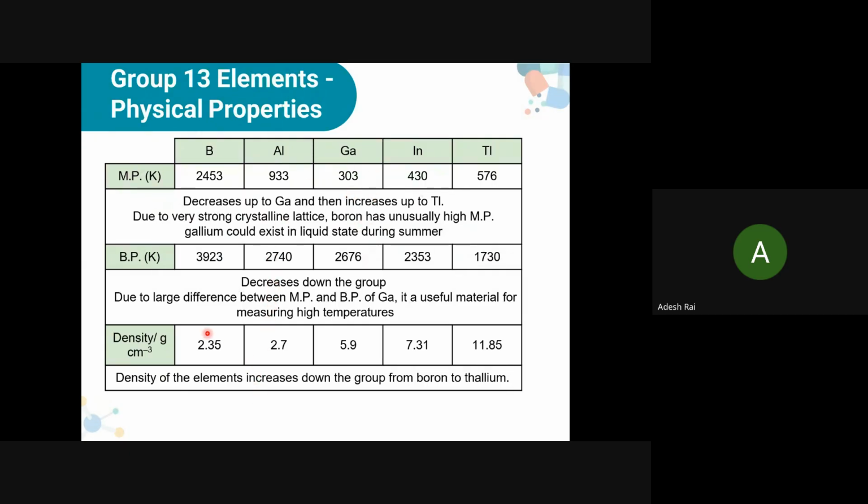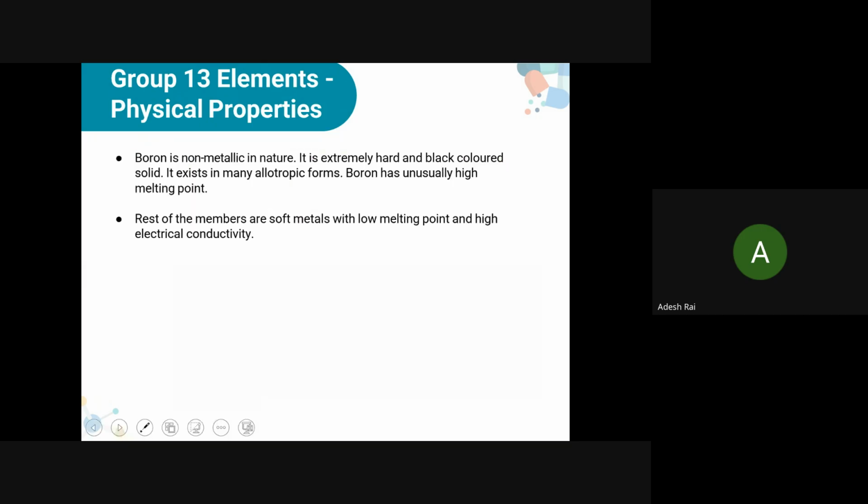Okay. And density, if you see what is happening to density. When we are moving down, the density increases down the group from boron to thallium. So moving down the group, density will increase and boiling point will decrease. Is that clear? But melting point first will decrease till gallium and then increase up to thallium. So please remember this physical property.